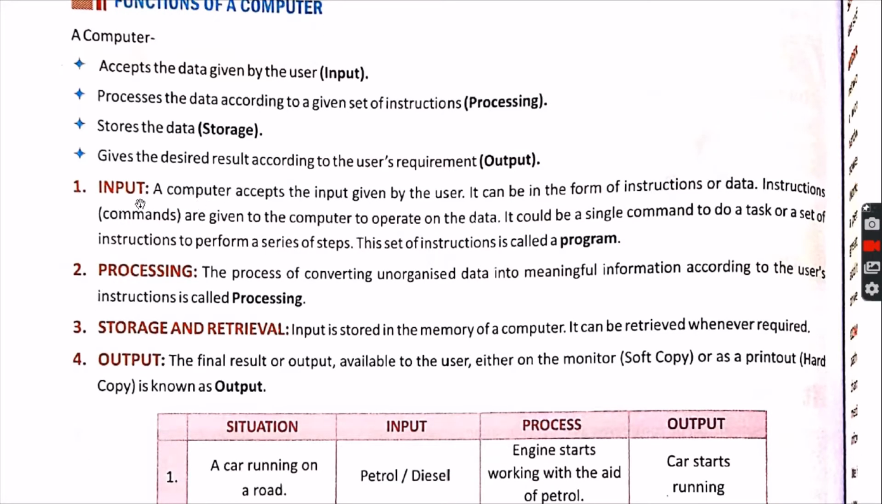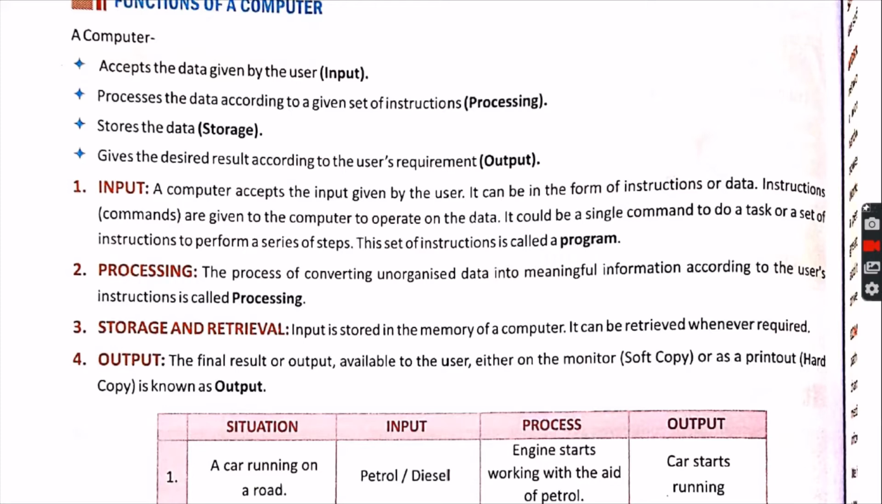You can see a computer accepts the input given by the user. It can be in the form of instruction or data. Instructions, that is commands, are given to the computer to operate on data. It could be a single command to do a task or a set of instructions to perform a series of steps. This set of instructions is called a program.